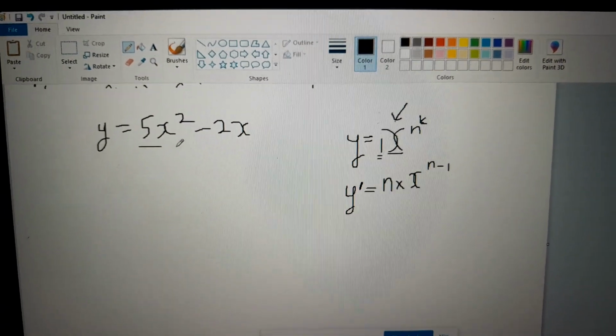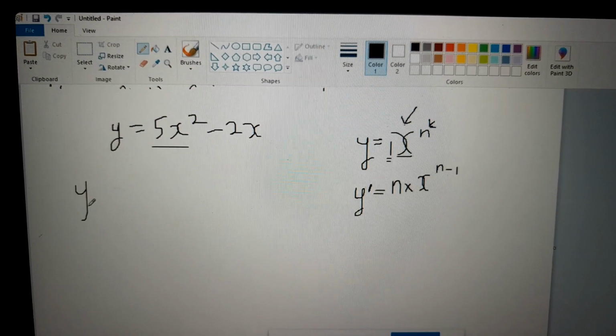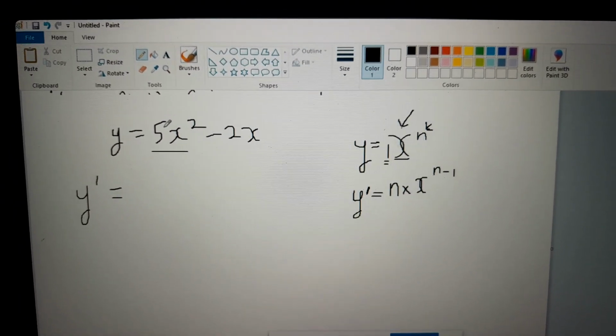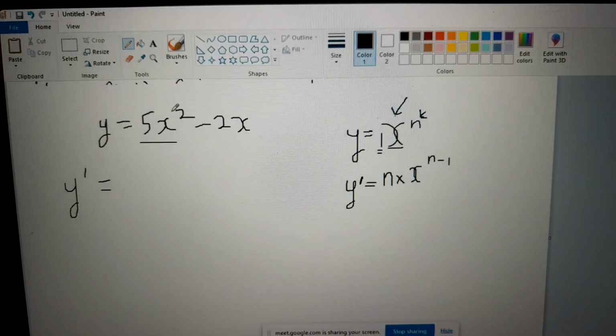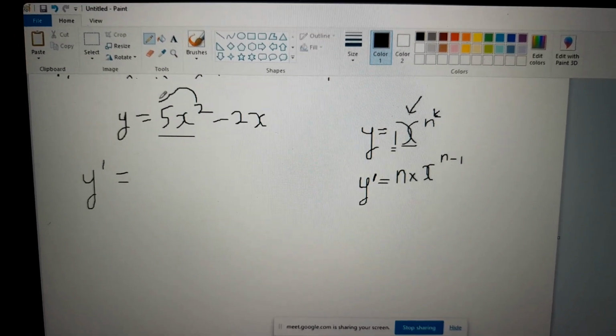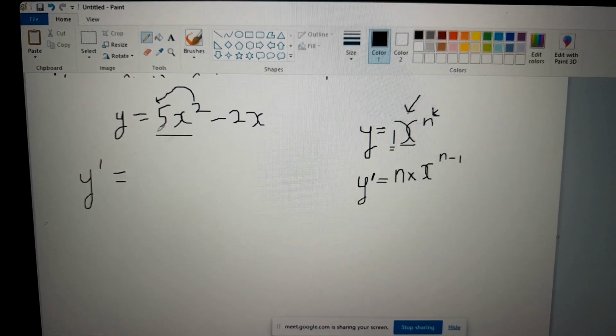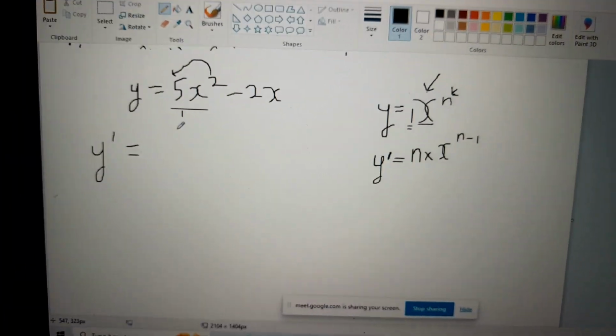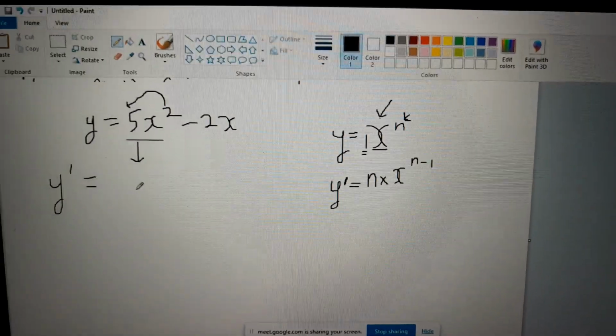So let's apply this to this part here. If we are finding the derivative, remember, this is what we just found using first principle. I just want you to see what's happening. So the index is 2. So what will we have here when we're doing the derivative? What will be our answer for this part?